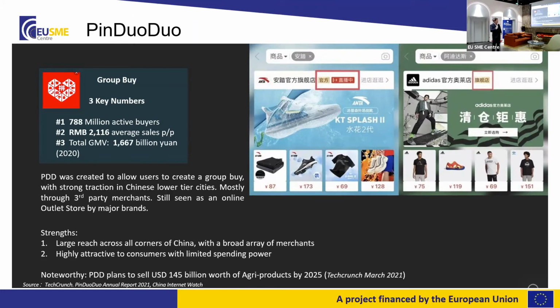So here we see two different types of store. They look pretty identical here. One is a reseller, one is actually Adidas. And in many cases here, they sell their older products a bit like an outlet store. Pinduoduo has a huge following, especially in the lower tier cities, tier 3s, tier 4s, in the more rural areas of China. How that reflects itself is the average sales per person is just over 2,000 RMB, about $300 per person, which is about a third of the average annual sales per person of Alibaba. So that has a higher frequency and higher overall ticket price.